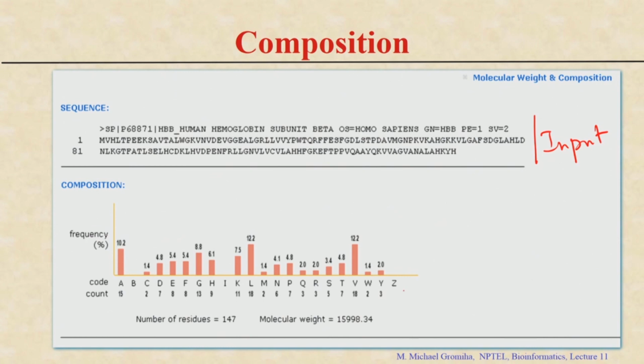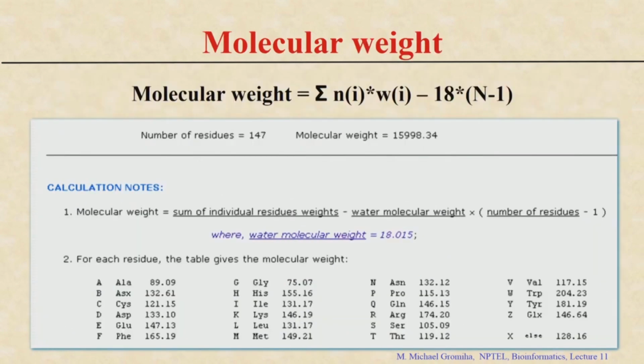So, you have 20 amino acid residues here. As I showed earlier, alanine occurs 15 times and the composition is 10.2%. You get the sequence on the x axis and on the y axis you get the composition. For any sequence, you just paste the sequence and you get the data. Then the next one you can calculate is the molecular weight, the simplest one.